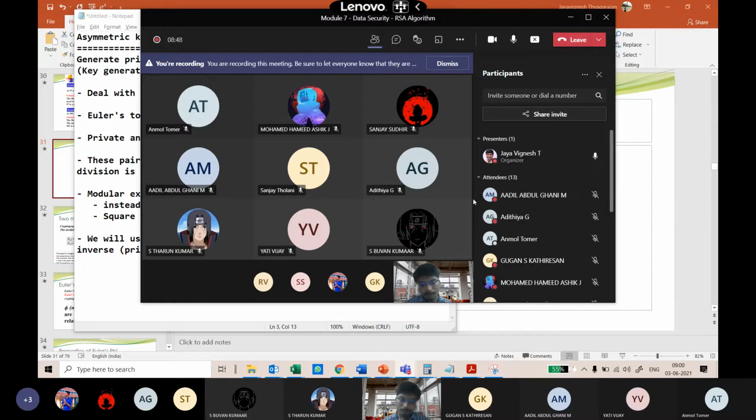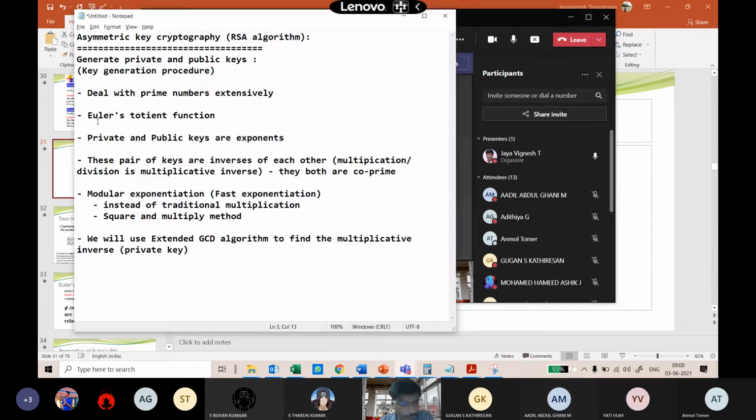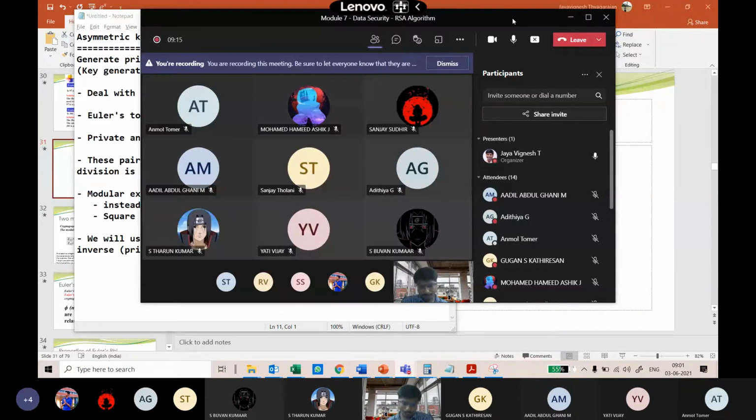But we can't just take two random numbers and form these keys. We are going to deal with a lot of math here. I'm going to deal with prime numbers, and I'm going to teach you what Euler's totient function is. This is a function we will use to generate our pair of keys. Ultimately, these keys are going to be treated as exponents. Any base a to the power x, like 2 to the power x, where x is the exponent. The keys are going to be used as exponents.